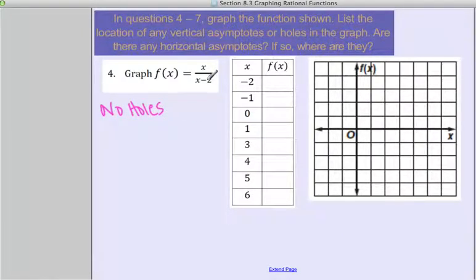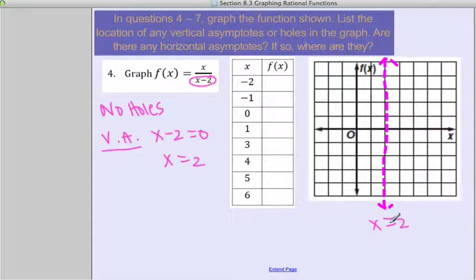The next thing I would do is figure out my vertical asymptote, which comes from my denominator. So my vertical asymptote comes from x minus 2. Remember, setting that equal to 0. So x is equal to 2. I'm going to graph that on there. We always graph it as a dashed line, and it's vertical, so straight up and down. So at x equals 2, it's a dashed line. Okay, there's my vertical asymptote, and I'm going to label it at x equals 2.